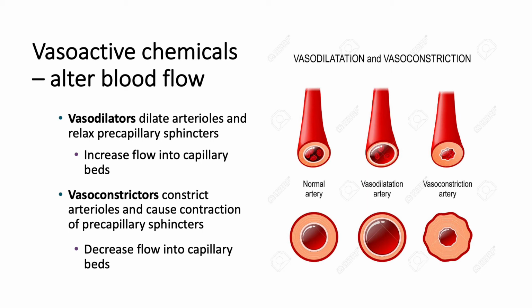So vasodilators are chemicals that dilate arterioles and relax those precapillary sphincters. Remember we talked about that? When we relax those precapillary sphincters, that allows blood to flow into the true capillaries and we increase the flow into those capillary beds. Now, on the other hand, vasoconstrictors are chemicals that cause smooth muscle contraction, and they're also going to cause contraction of those precapillary sphincters. And that's going to decrease the flow into capillary beds.